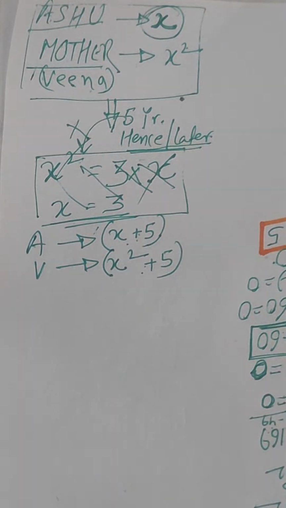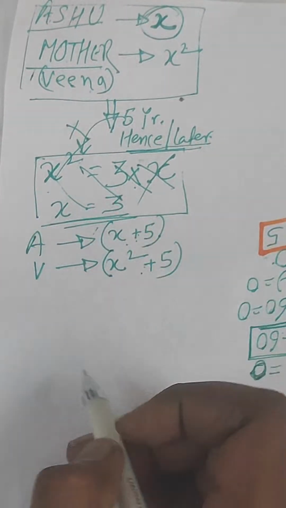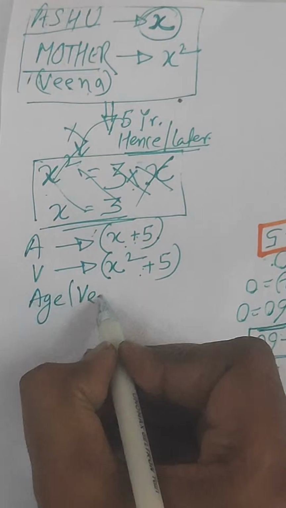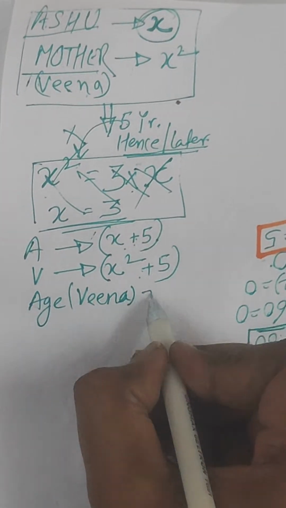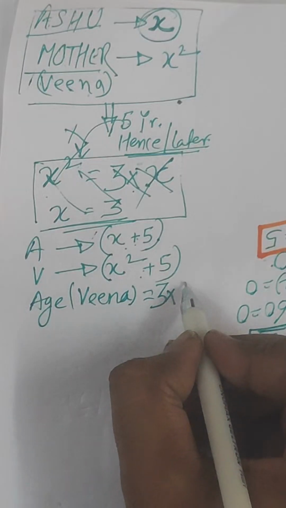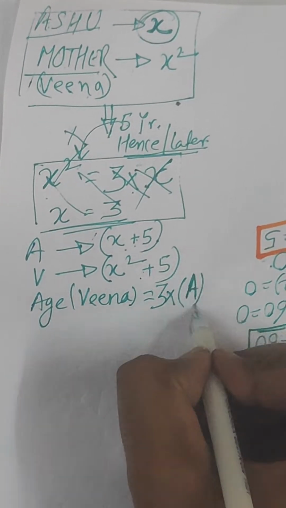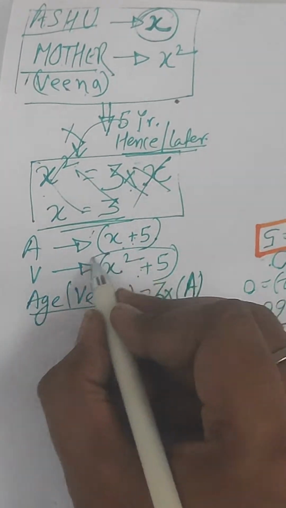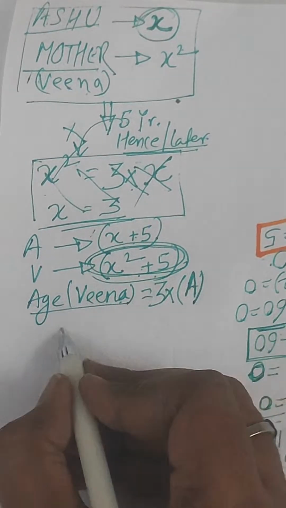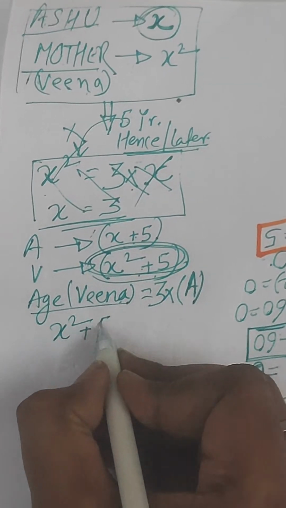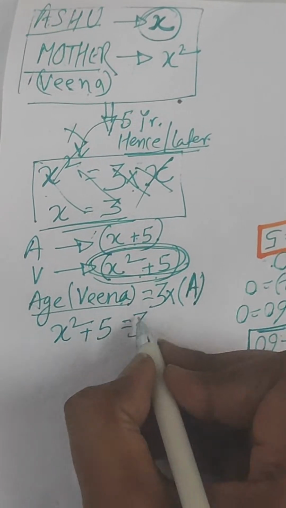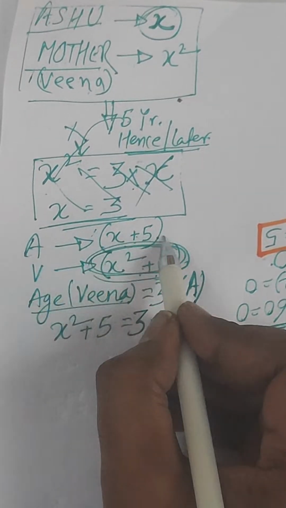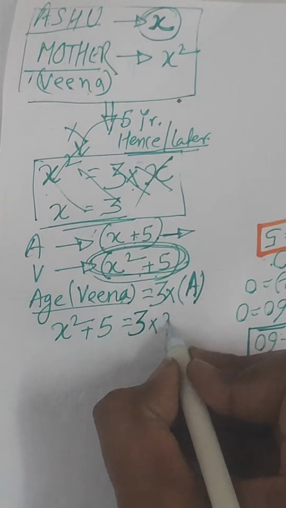Now, the condition which is to be applied over here is that the age of Veena after 5 years will be 3 times the age of Ashu. This is Ashu's age, right? So here you can see the age of Veena was what? x square plus 5. So just put this value over here: x square plus 5 is equal to 3 times the age of Ashu after 5 years. It's x plus 5, so just write x plus 5.